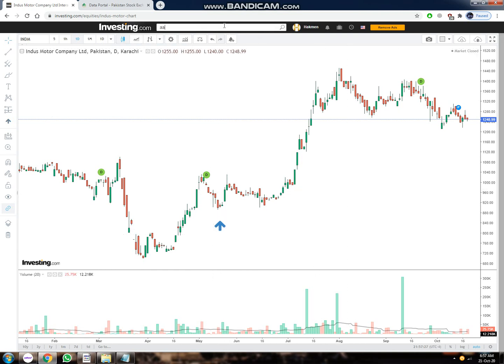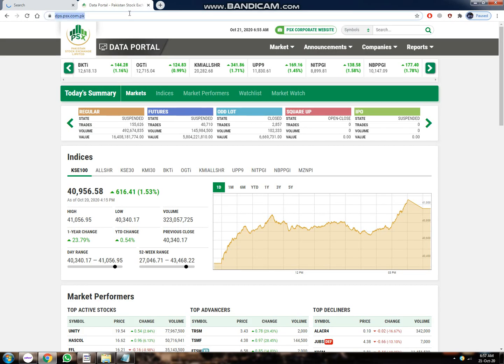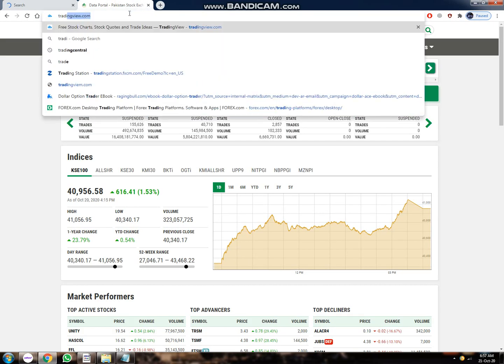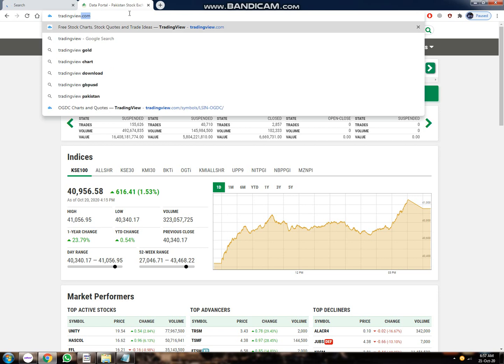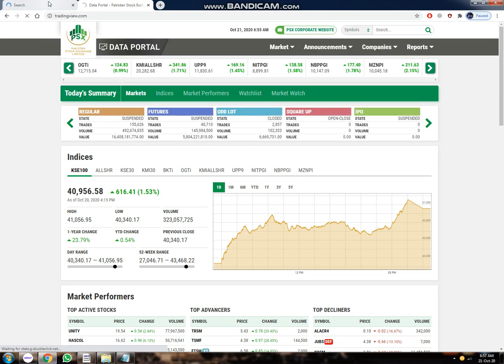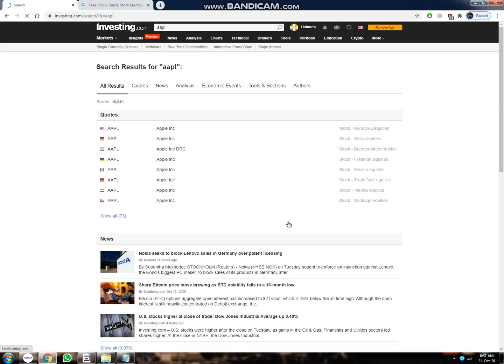I will search here for Apple stocks. I'm going to view now tradingview.com. You can see here this Apple. This is the American, the US stock Apple. I don't know this one. This one is also Apple.